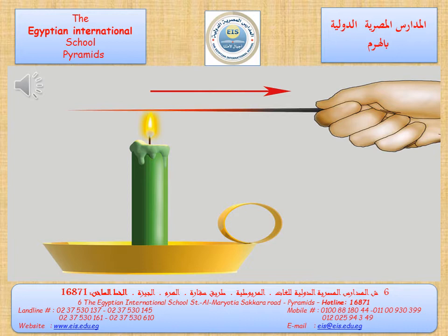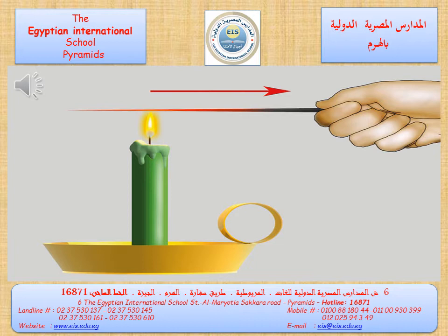Another example, if we are touching a piece of ice, after a while we feel cold. Why? What happened? Because the heat transfers from the higher temperature, which is my hand, to the lower temperature, which is the ice. That's why the ice is melting after touching it, because of the heat that transfers from my hand.